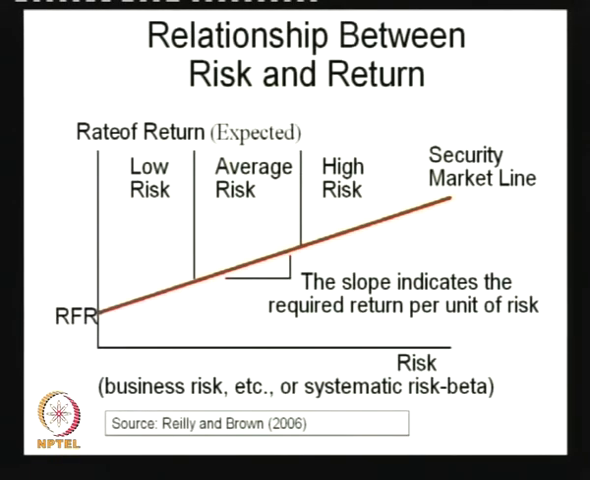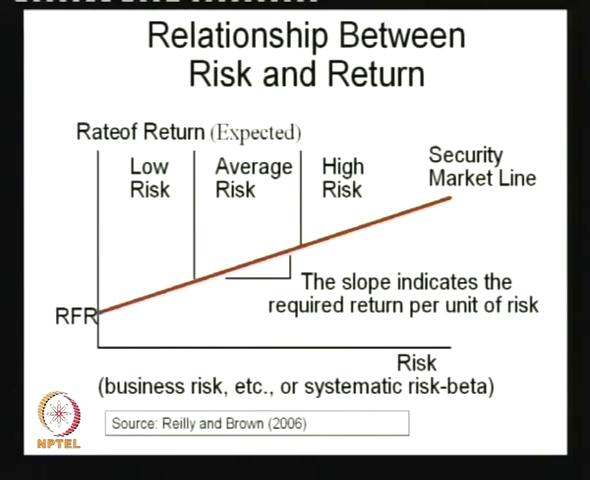Then there is this particular graph. It shows the nominal risk free rate of return on the y axis, and the business risk, that is our systematic risk, which is measured by beta, on the x axis. If the business risk of the particular asset is going up, that means it is moving from 0 to 1, 2, 3 on the x axis.